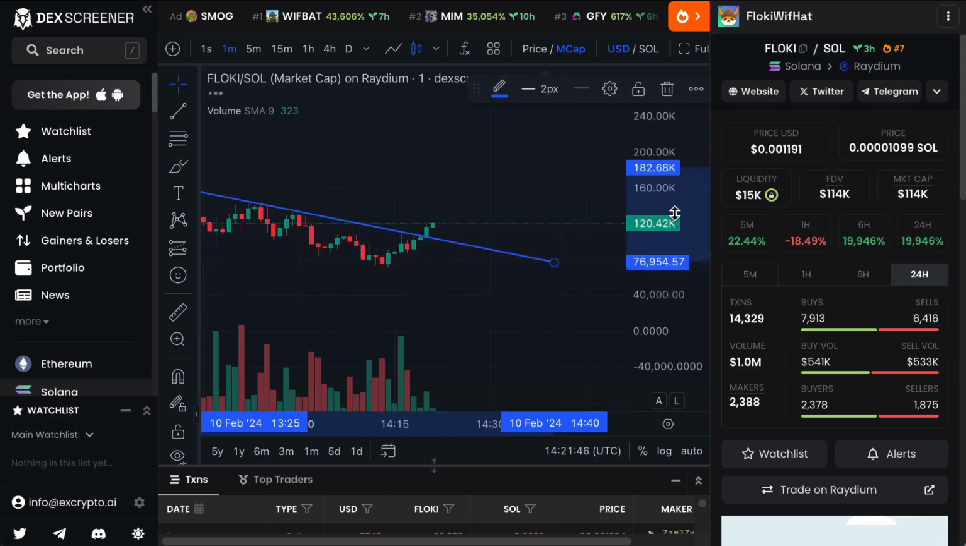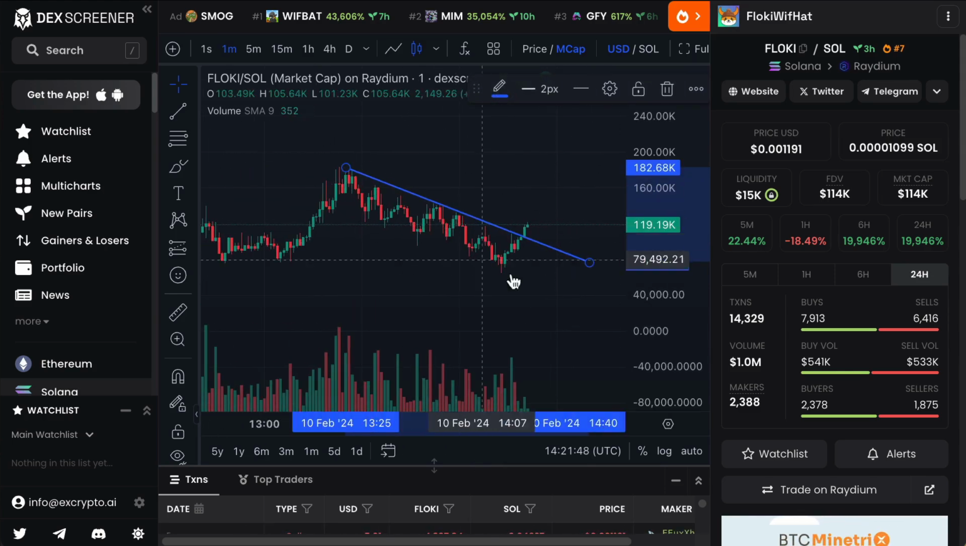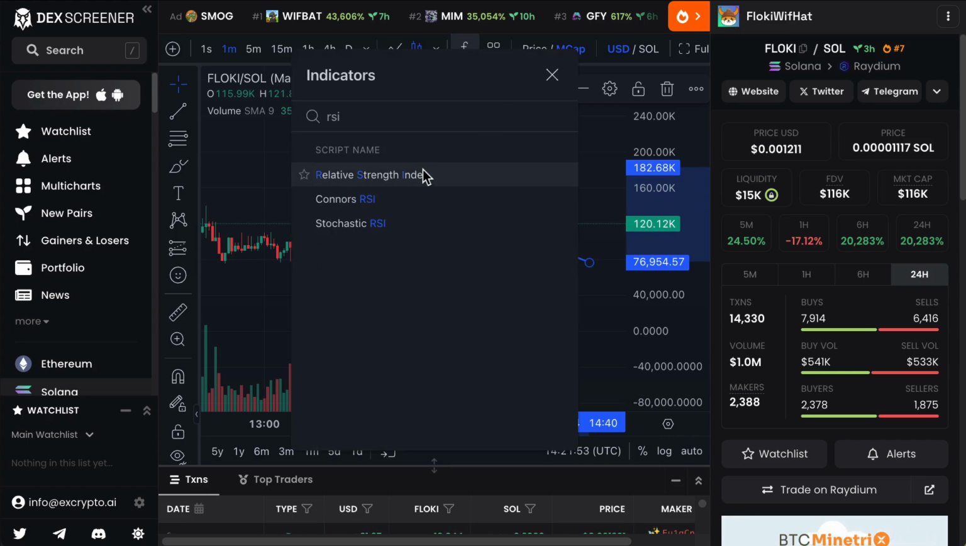So let's get on to a 1 minute. So you can see the same trend line, look for breakout. Let me see what happened with the RSI. I wouldn't be surprised if we got divergence, but not guaranteed.